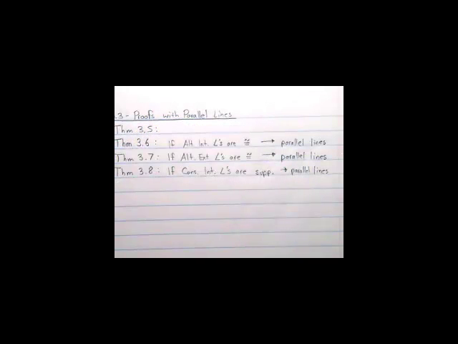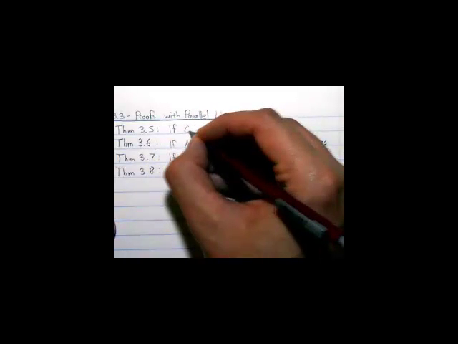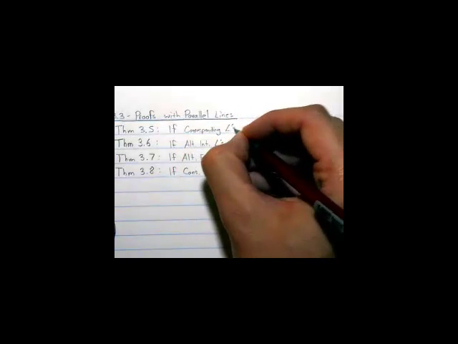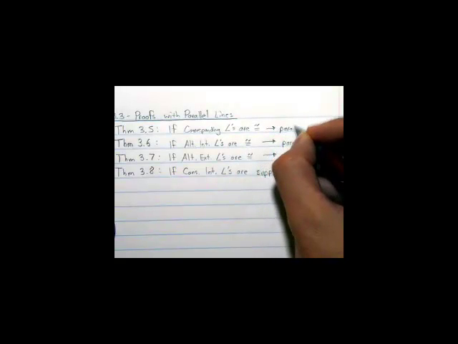We forget about corresponding angles. What did we know about corresponding angles and parallel lines? What has to be true about them? What has to be true about corresponding angles if we have parallel lines? They're congruent. Right. So, converse of that. If corresponding angles are congruent, that's another way to show parallel lines.